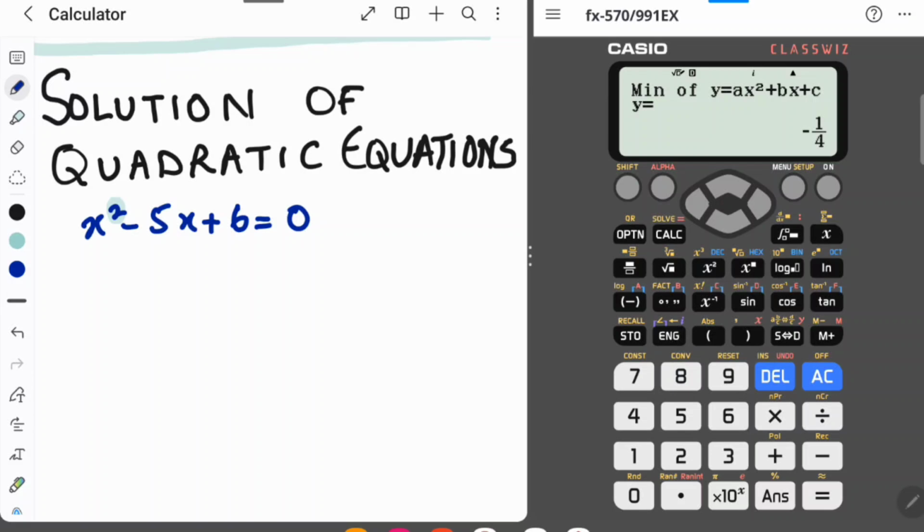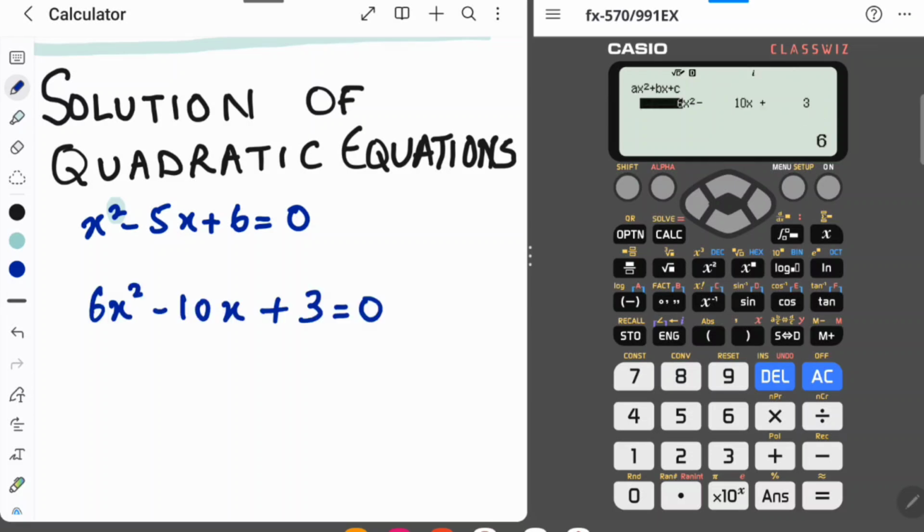Let's take another example of the same quadratic equations. Another equation is 6x square minus 10x plus 3 equals 0. So the coefficient of x square is 6, so 6 equals, then minus 10, just wait. So 6 equals, minus 10 equals, 3 equals, and then equals again. Whenever you don't have the factors you can do the first one by factorization also, but this question you will do by quadratic formula.